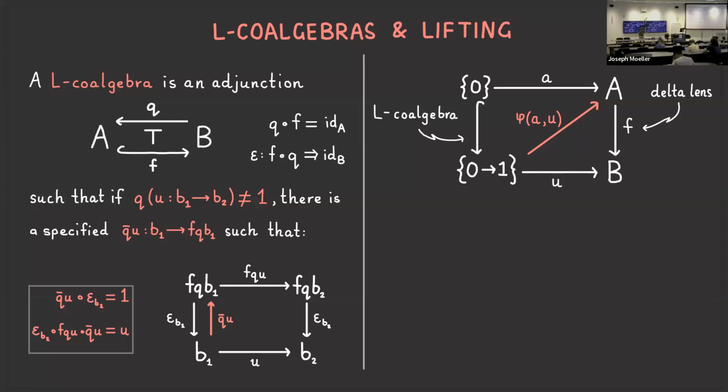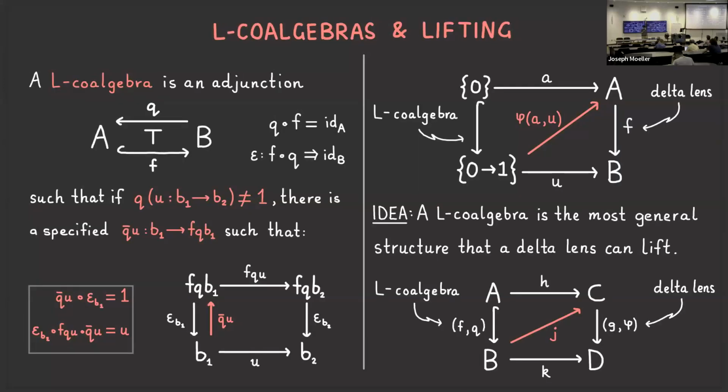And so we know via the lifting property of our algebraic weak factorisation system that if we have a delta lens on the right-hand side, F, and we have an L coalgebra on the left-hand side, we can construct these canonical lifts. And here the lifting is exactly the lifting operation of our delta lens. Okay, so we see that these two things are one and the same. The lifting operation of a delta lens, or the backwards component of a lens, is precisely the same as this lifting that comes from the factorisation system. So I guess more generally the idea to have in mind is that an L coalgebra, as I've described it here, is like the most general structure that a delta lens can lift. Okay.